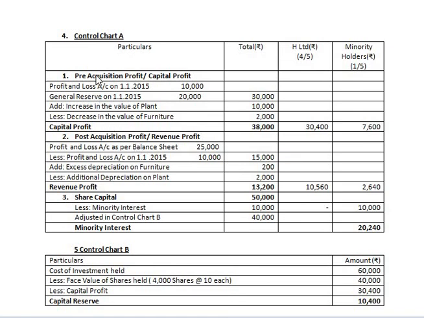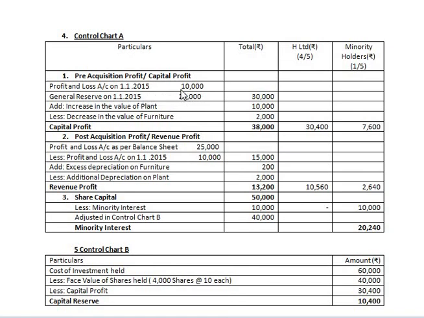So the next working is the control chart here. So first we'll have to find out the pre-acquisition profit or the capital profit. So let me remind you again. In the pre-acquisition profit or capital profit, you have to take the reserve and profit and loss account as on the date of acquisition. These are the two main items. So the profit and loss account on 1/1/2015 as given in the adjustment is 10,000. Then the general reserve according to the balance sheet is 20,000 on the date of acquisition.